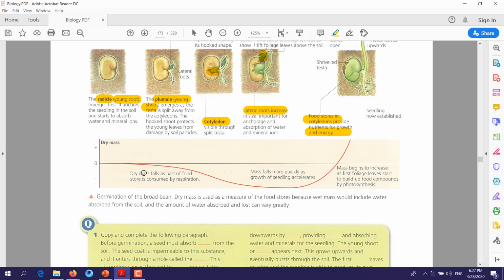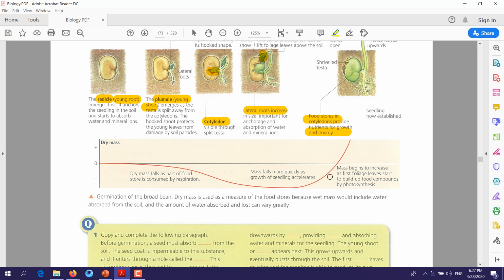It will be less. So dry mass falls as part of the food stored is consumed by respiration. When the seed starts consuming some of the food stored in it, of course the mass will be less. Here we will see the mass fall more quickly. Why? Because here the process of growing is accelerated, it's faster, so it will consume more food.